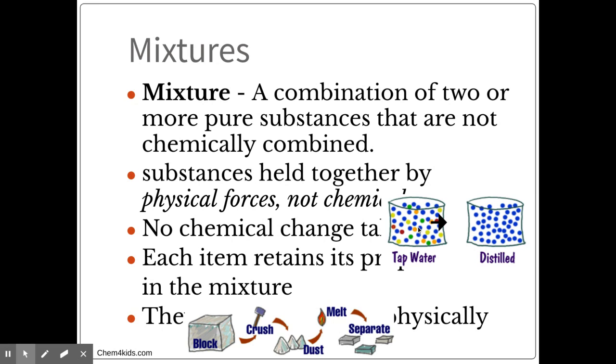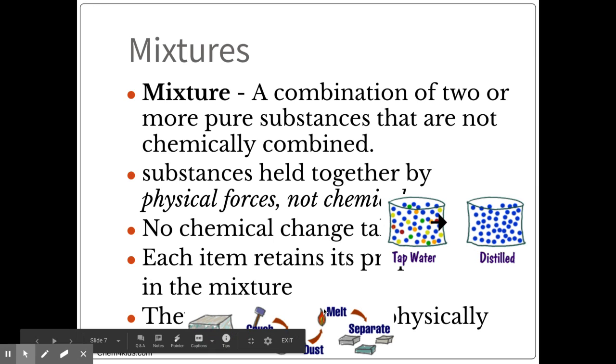And I apologize that this is covering up the words a little bit. Each item in a mixture retains its properties. That's what that says. Each item retains its properties in the mixture. So it's the same physically as it was before they were mixed.